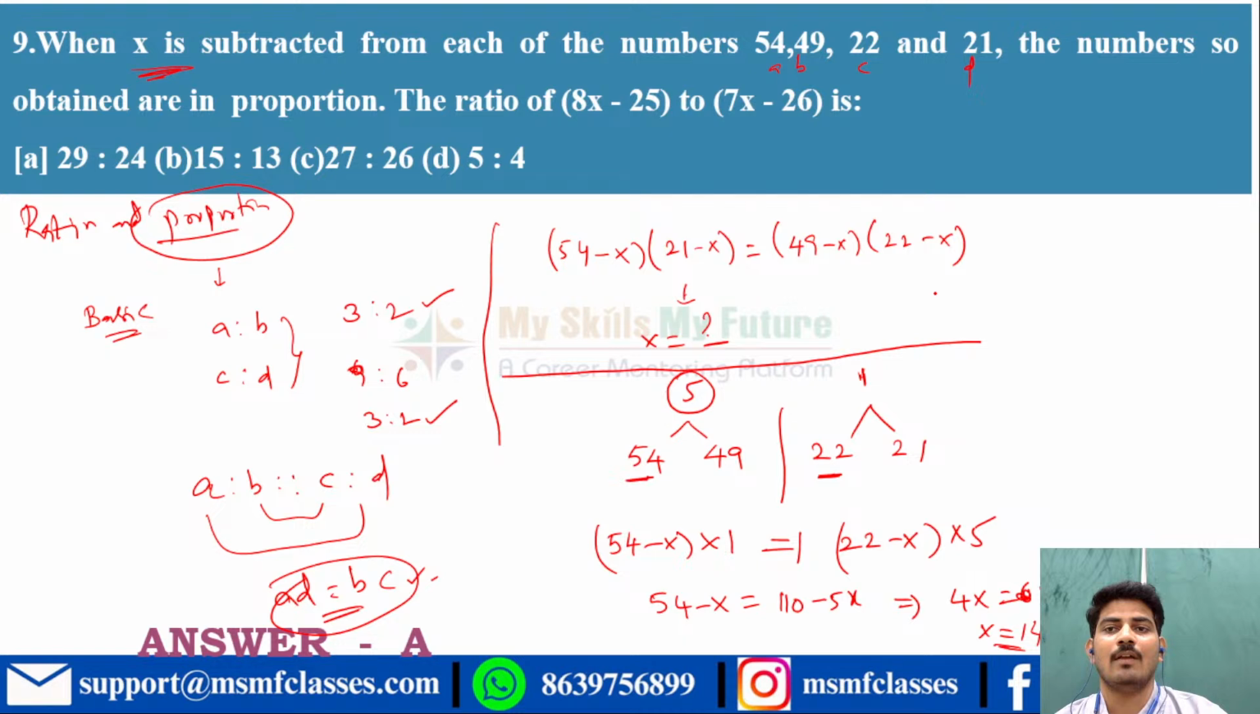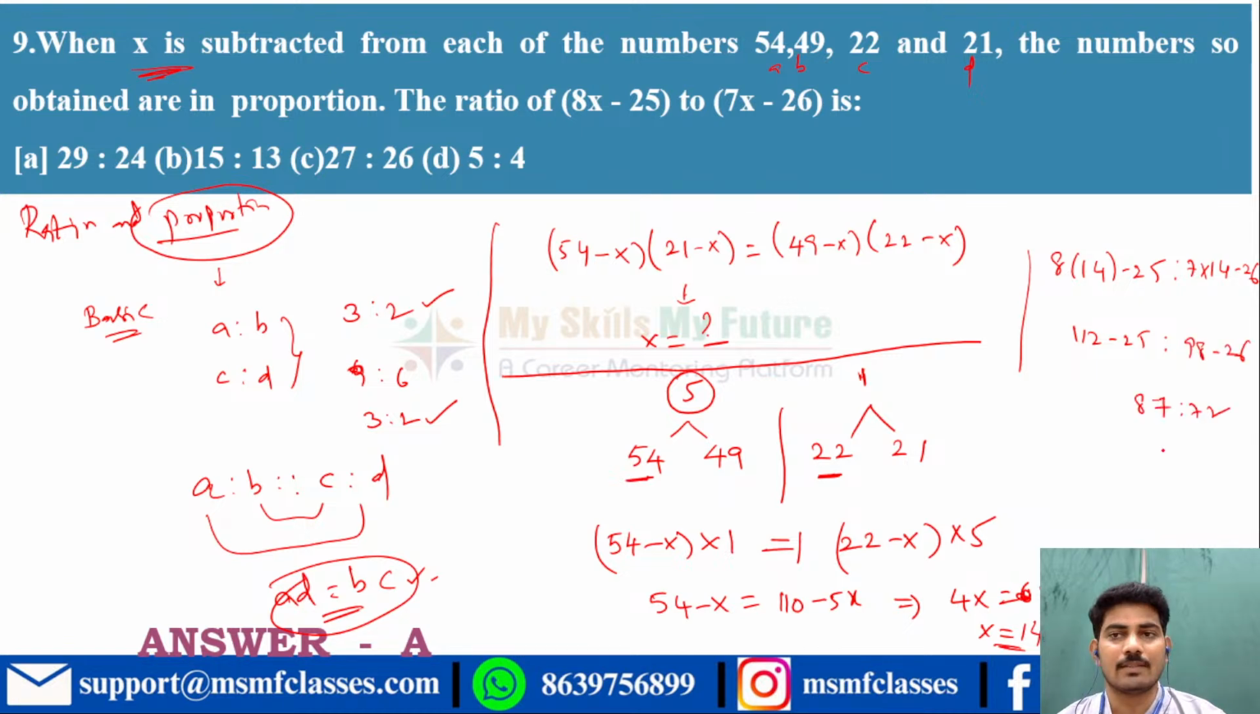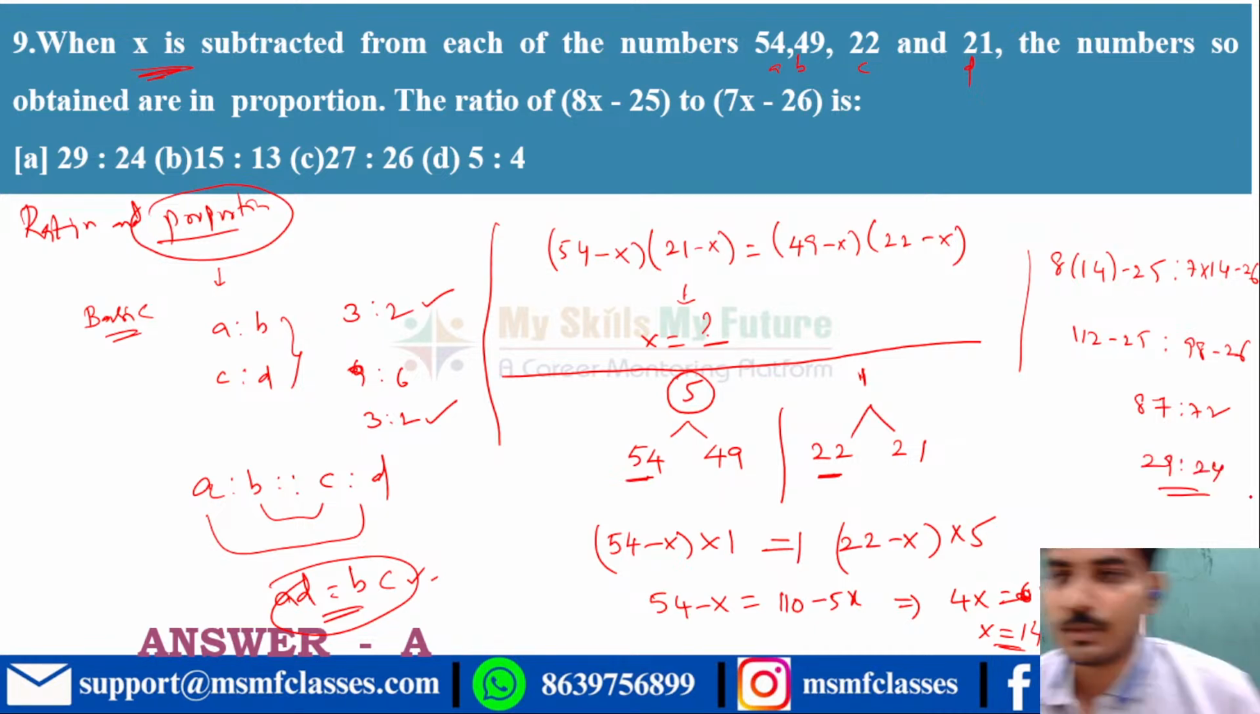So 8 into 14 minus 25 is to 7 into 14 minus 26. I need to simplify this value. 8 into 14 is 112, minus 25, is to 7 into 14, which is 98, minus 26. Simplifying, it will be 87 is to 72, and after cancelling the common number present here, it will be 29 is to 24. So the ratio of 8x minus 25 to 7x minus 26 will be 29 is to 24.